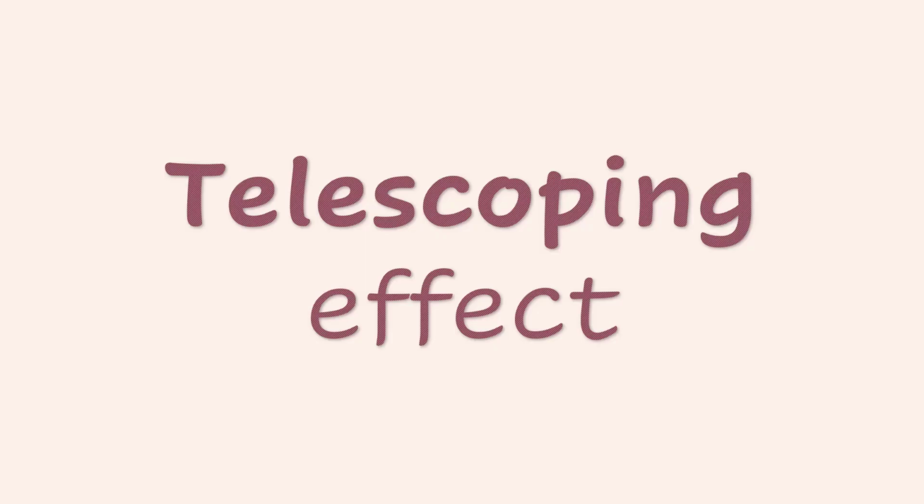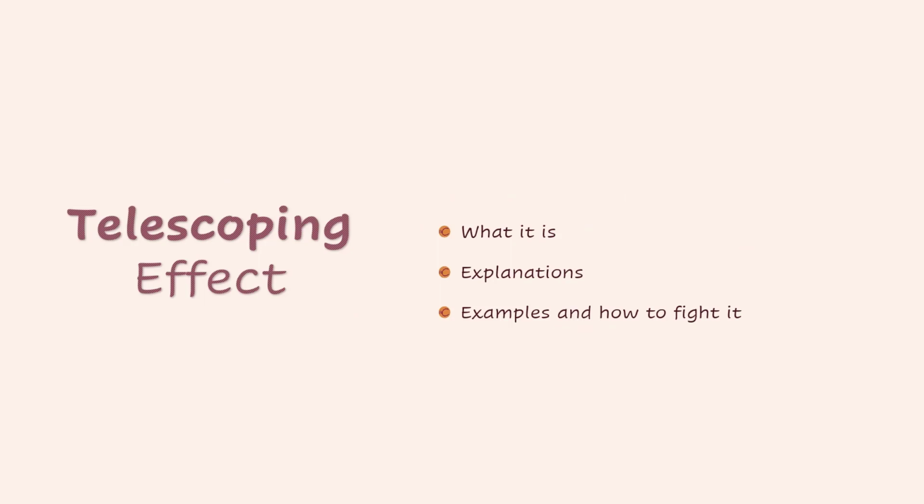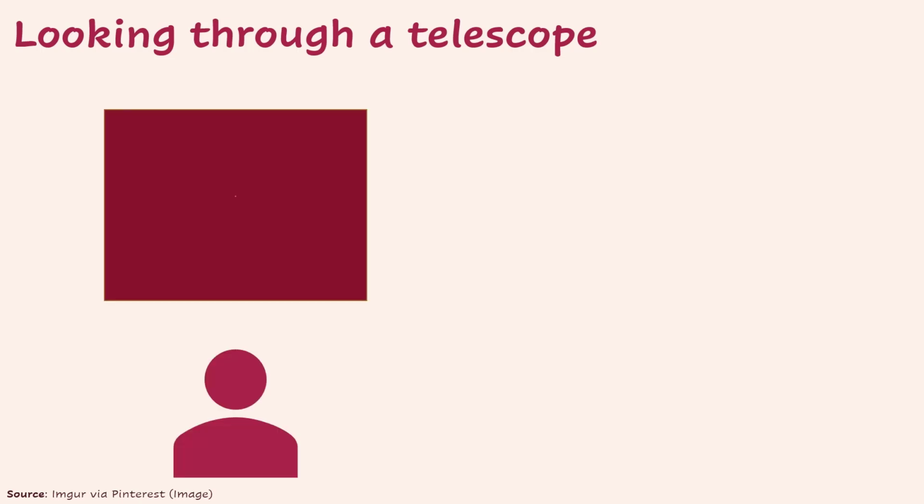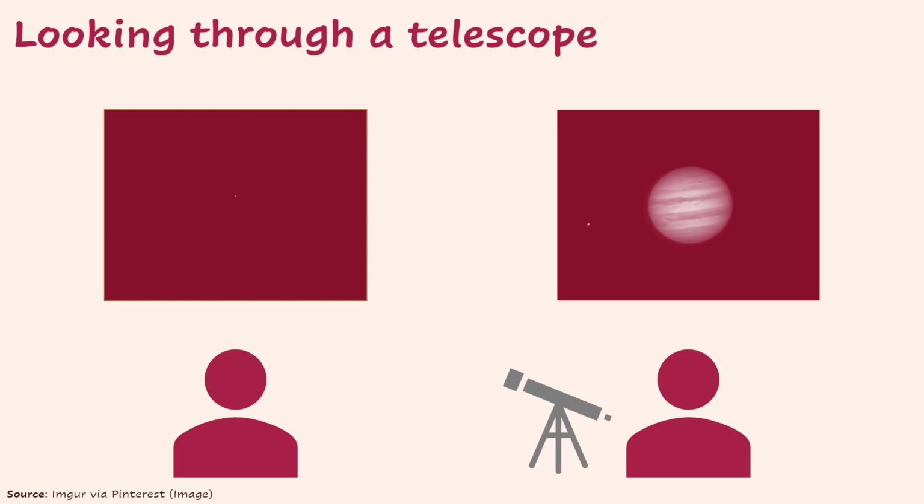Let's talk about the telescoping effect. In this video, we will define the telescoping effect, present a few explanations of why it occurs, and then some examples. The name of this bias is after the telescope. When you can see a white dot on the black sky, as you're looking at it from the telescope, it appears that space is warping. This warping or deformation effect is what we will refer to as telescoping.